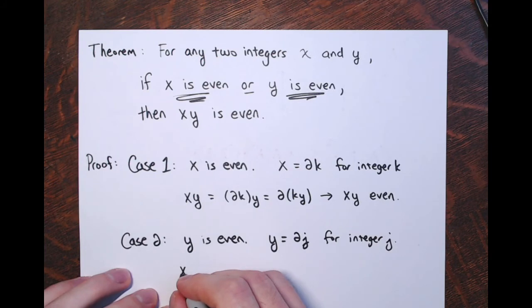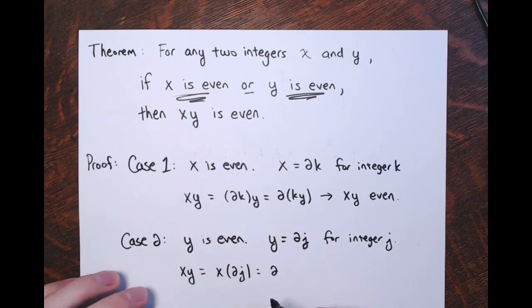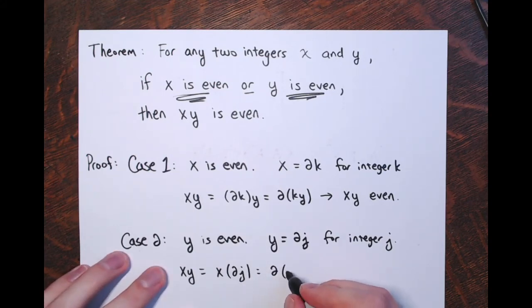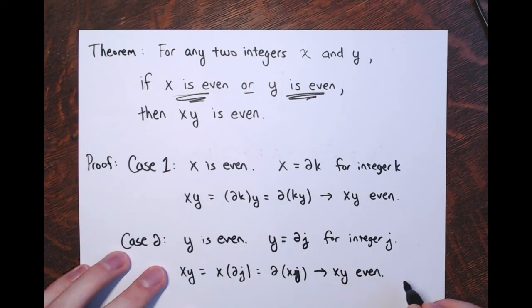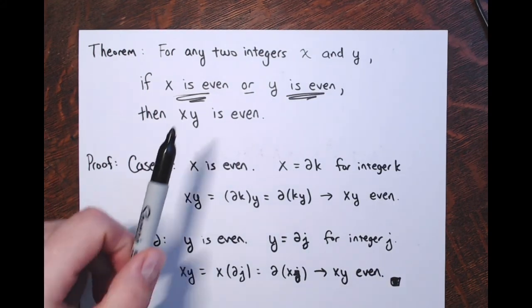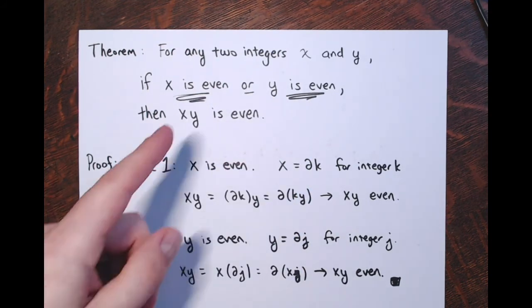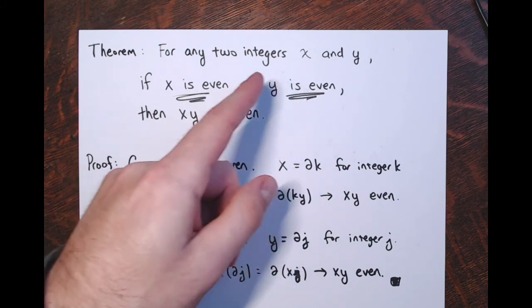and then you have x times y would be x times 2j, and you can pull the 2 out front, use commutative property and associative property. This would be 2 times xj. And we have 2 times an integer, therefore x times y is even. And I've shown that x times y would be even in both cases, right, when x is even or if y is even. And there we go. Right, I've taken care of every case proffered by the hypothesis.